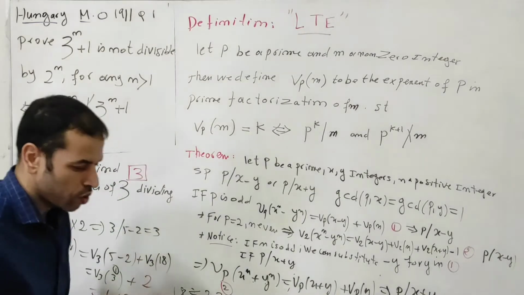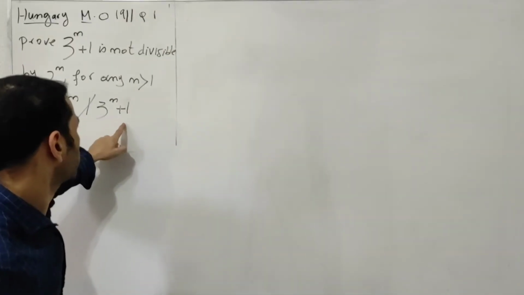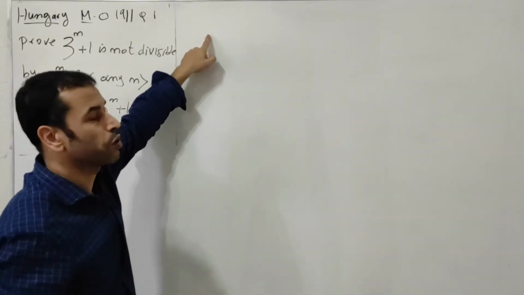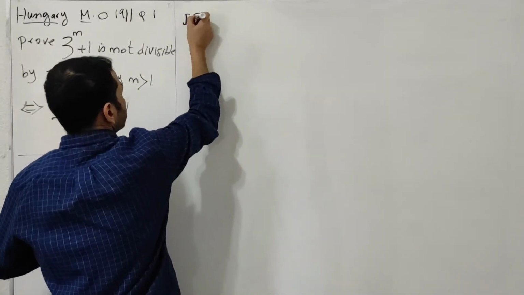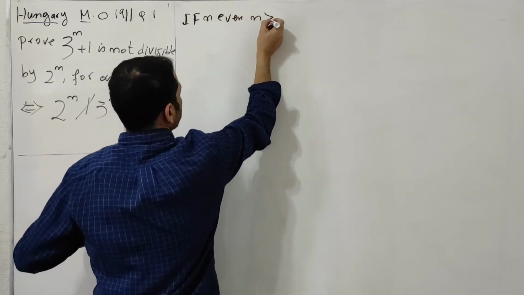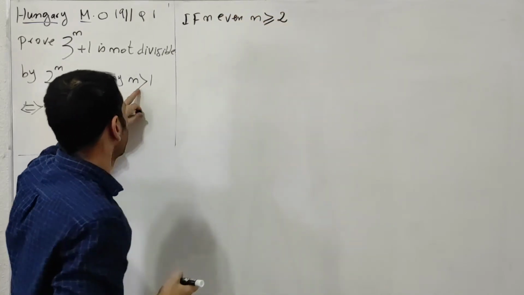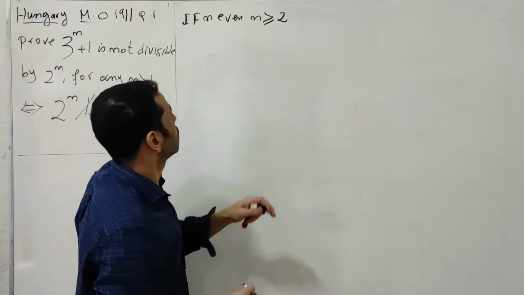Now let's move on to answer our question. In order to show 2 to the n does not divide 3 to the n plus 1, I'm going to break this into 2 cases, okay. So if n is even, for all n greater than or equal to 2, because we have the condition n strictly greater than 1, that means n is greater than or equal to 2.